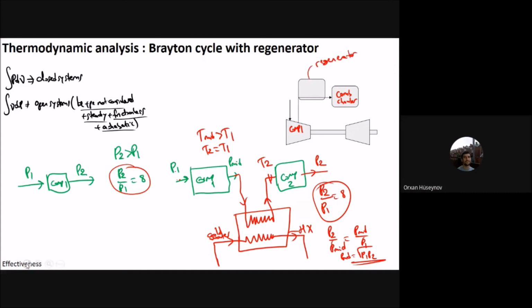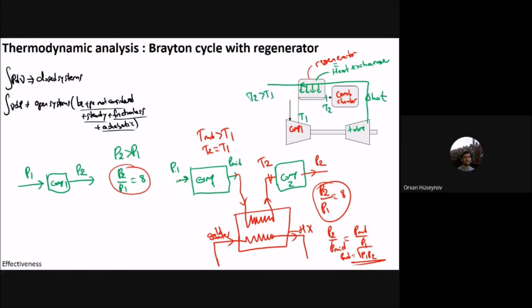So how does it work? The system works like this. You have compressor 1, and this one is a turbine. The outlet of the turbine is sent in that manner. And this one is a heat exchanger. The regenerator is a heat exchanger. The outlet of the turbine goes through that regenerator, and the compressor 1 outlet also goes through the regenerator. Since the turbine outlet is hot, it gives its energy to the incoming compressor fluid. And therefore, if it was T1, now here it becomes T2, and T2 is much greater than T1.